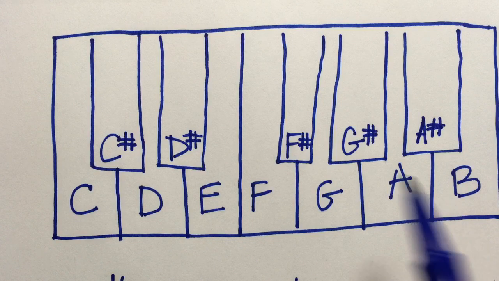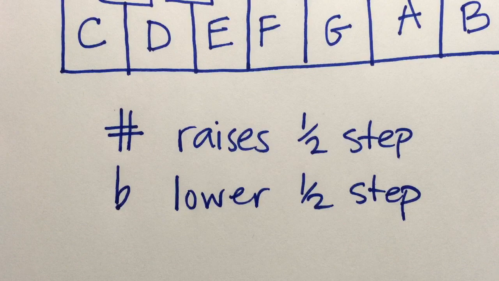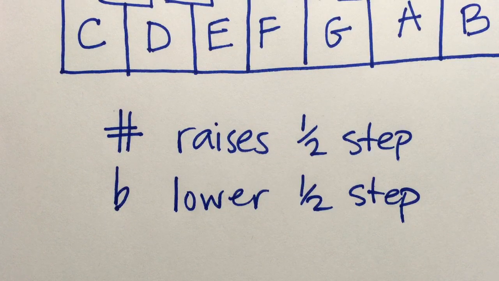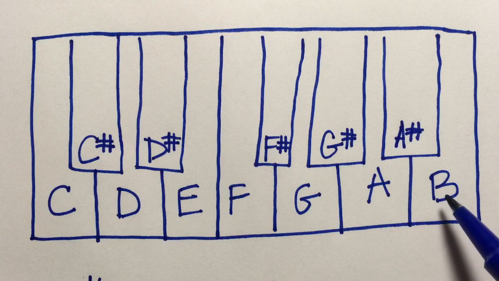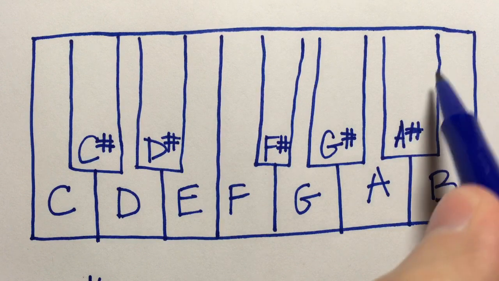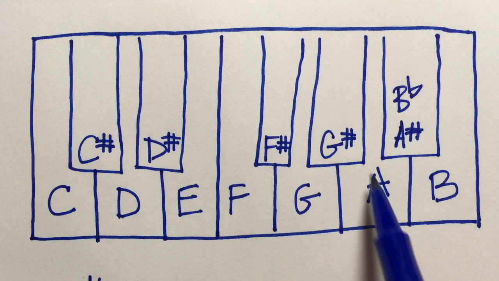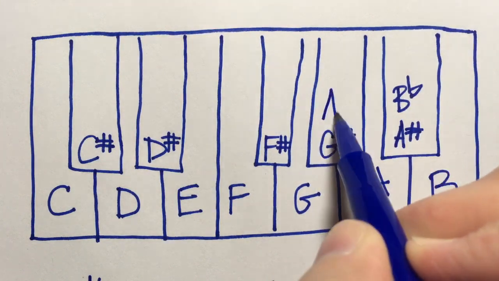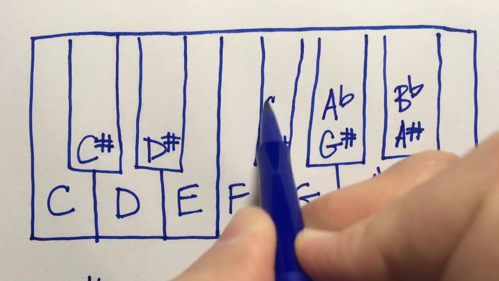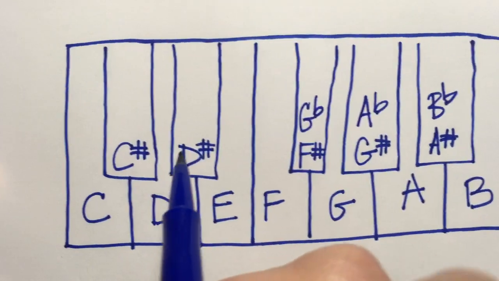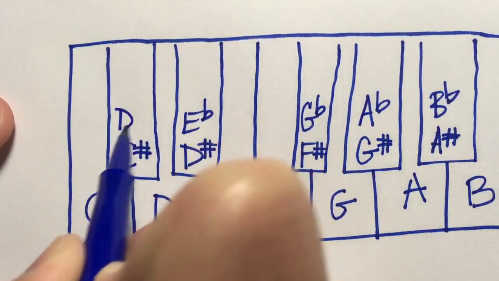Now, if we're going the other way, if we're lowering a note a half step, we're going to make it flat. So if here's B, if we're lowering B a half step, it's going to be B flat. If we're lowering A a half step, this is going to be A flat. If G is lowered a half step, you have G flat. Same thing here, E flat, D flat.